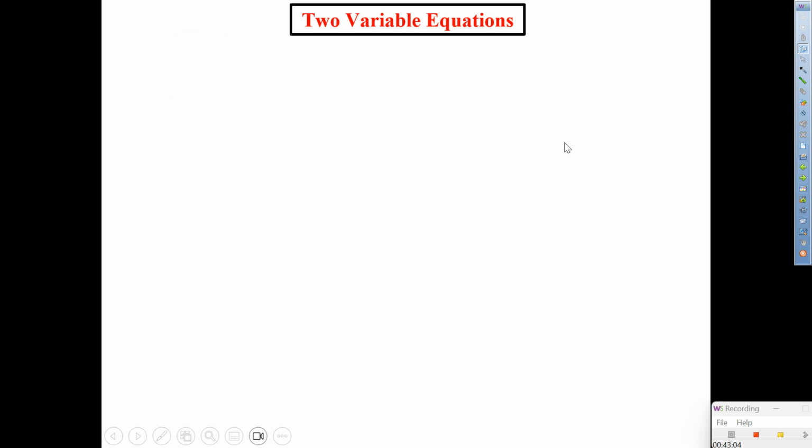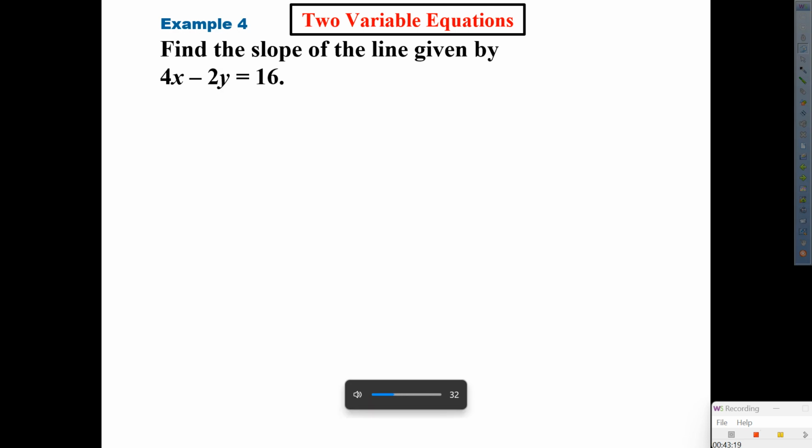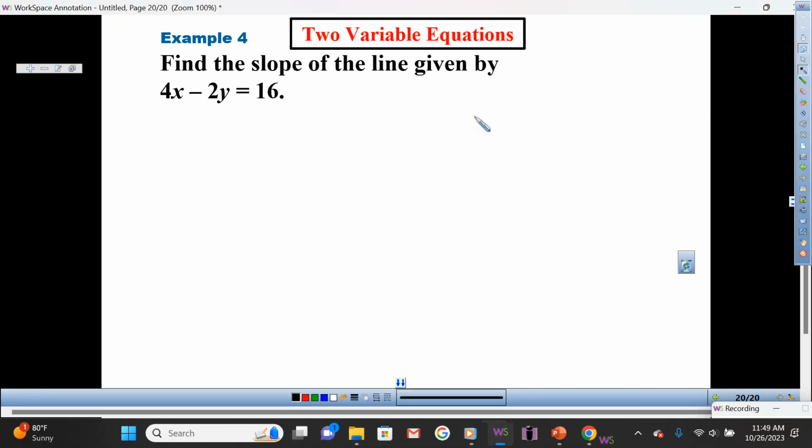Look up. Copy this one. Find the slope of the line given by 4x minus 2y equals 16. Find the slope of the line given by 4x minus 2y equals 16. Now check this out. I've been prepping you all along. You're like, what? Yeah. On the warm-ups, I kept giving you stuff like that, and it said, solve for y. Solve for y. Tell your neighbor what to do in order to solve for y. What do I do?